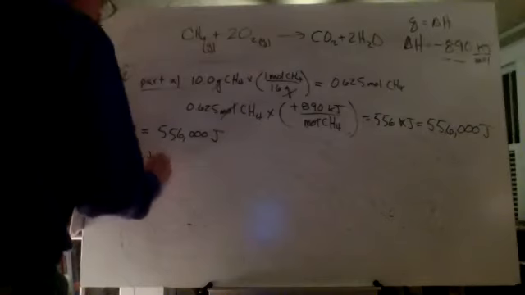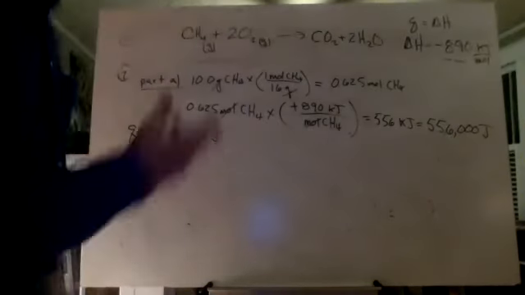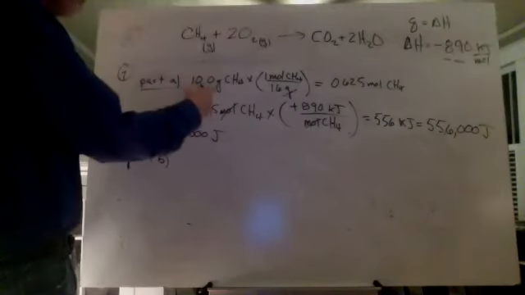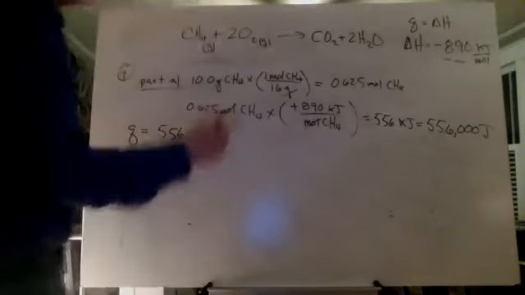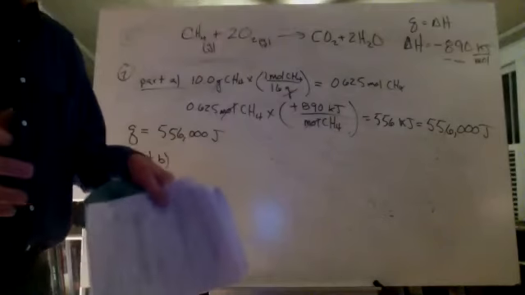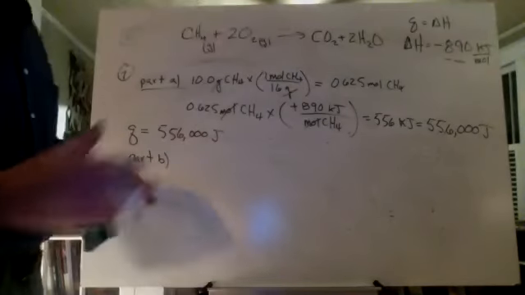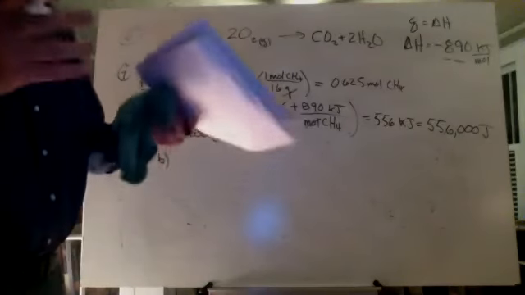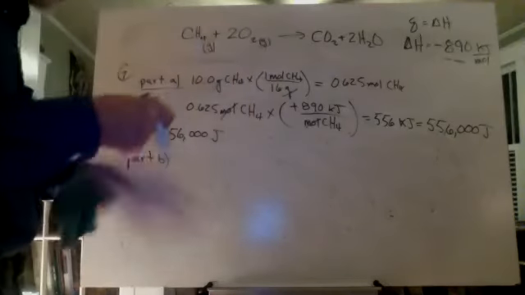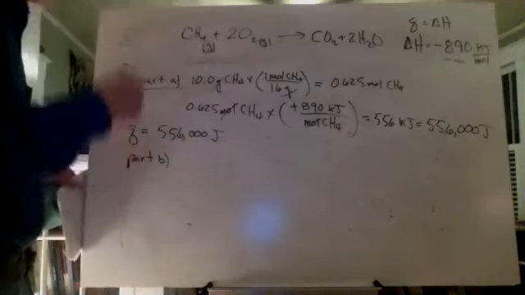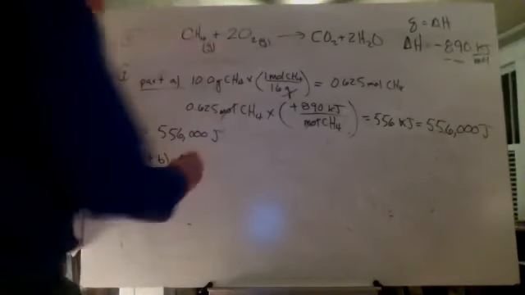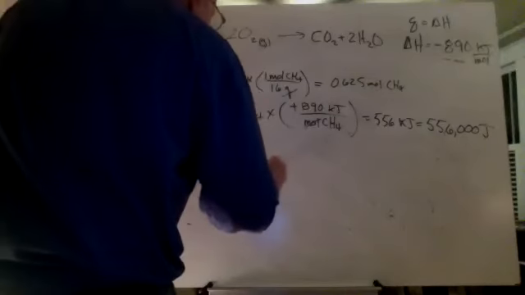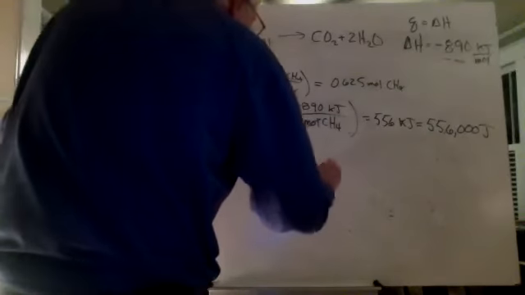Now part B is saying, now imagine all of that heat energy that's created by combusting 10 grams of the methane, all of that 556,000 joules was absorbed by 10 liters of water that's at 20 degrees C. As that heat energy flows into that 10 liters of water, its temperature is going to go up because as heat flows in, temperature goes up. So we want to know how much does the temperature go up. And this is the equation we're going to use. Q is equal to mass times specific heat capacity times temperature change.